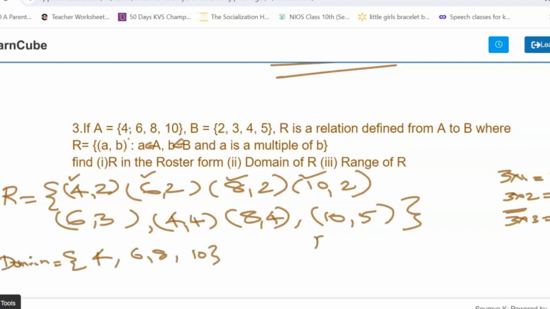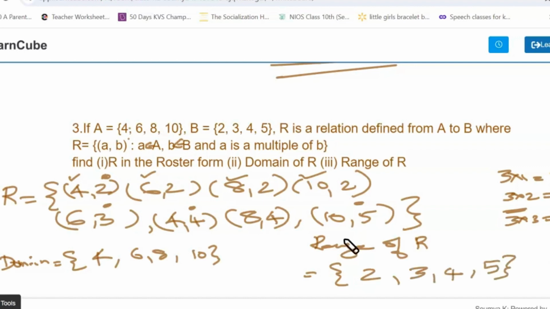Next one is range. Range of your relation is the second element, that is 2, 3, 2, this is repetition, 3, 4 and 5. So 2, 3, 4 and 5 are the result of range. This is how we have to find domain, range, and the relation is already mentioned according to the condition. Hope you understood this question. Let's move on to the next question.